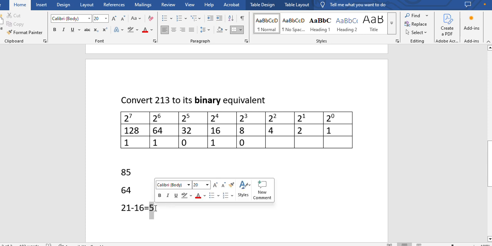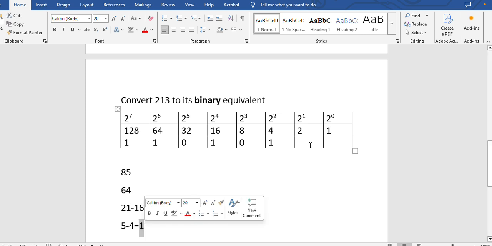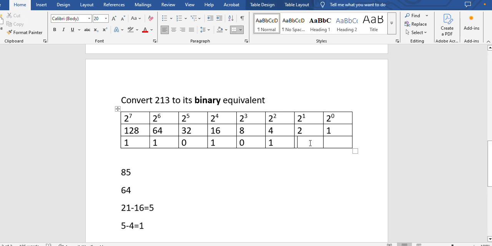Then you take this 5 and ask, is 5 greater than 8? 5 is not greater than 8, so you write a 0. Then you take the same 5 and ask, is 5 greater than 4? Yes, 5 is greater than 4, so you write 1. And then you take 5 minus 4 to get 1.